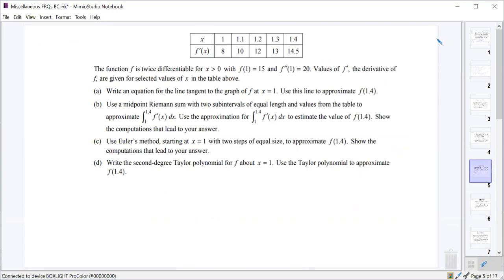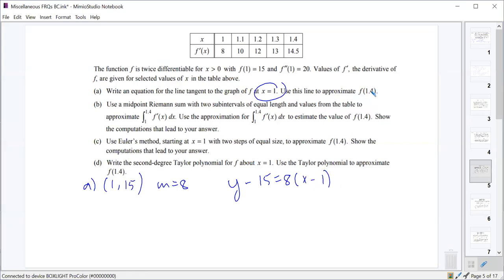Ready? All right, first part A, tangent line. That should be easy. You need a slope and you need a point. We're not talking about 1.4, we're talking about x equals 1. So our point is 1, 15 and our slope is 8. So we should just have y minus 15 equals 8 times x minus 1.